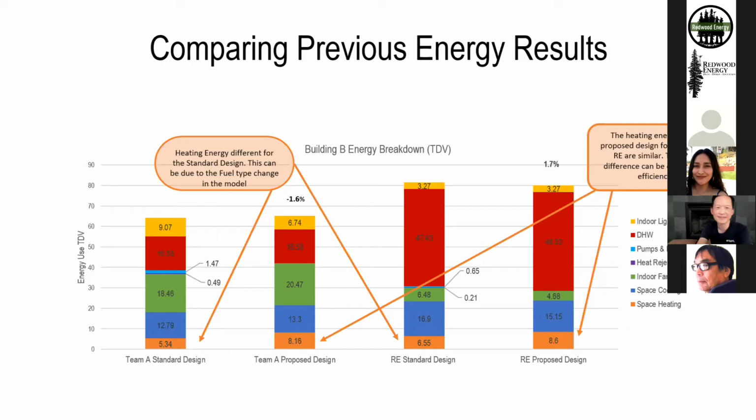The heating energy for the proposed design for Team A and Redwood Energy are very similar, and slightly different, and that can be due to HVAC efficiencies.